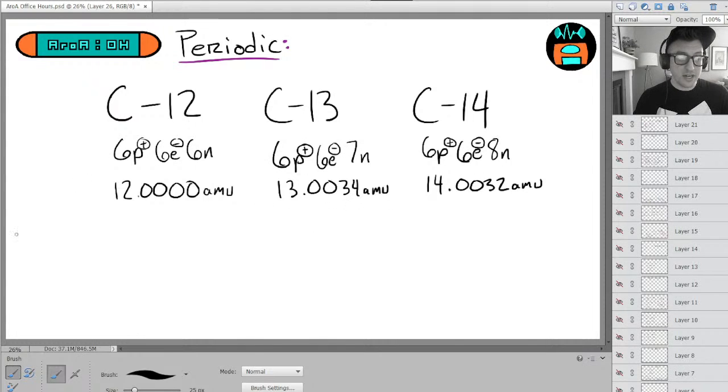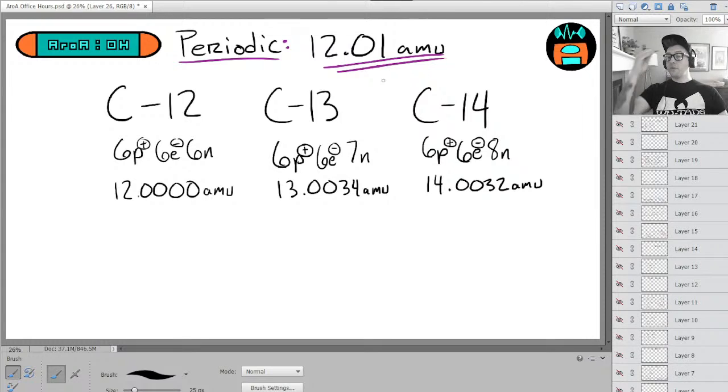But if you look at the periodic table, carbon has an atomic mass of 12.01 AMU. Which might leave you going, how the heck is that possible? That's almost identical to the atomic mass of carbon-12. Why is it so close? What about 13 and 14? There's 2 other isotopes and they both weigh heavier. Why is the atomic mass of carbon so low?